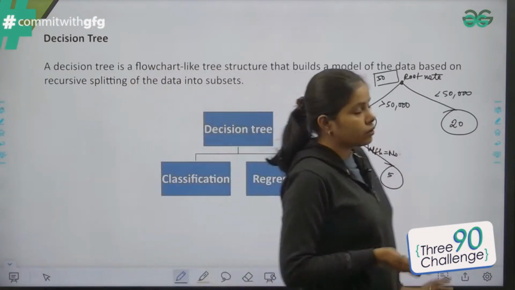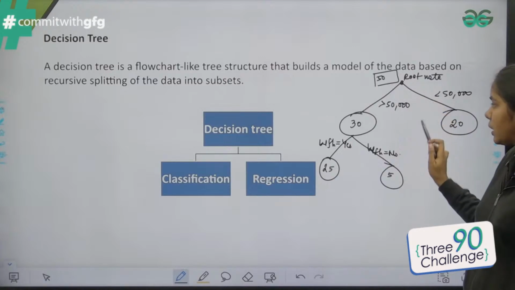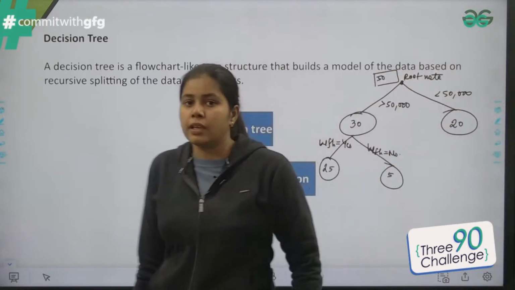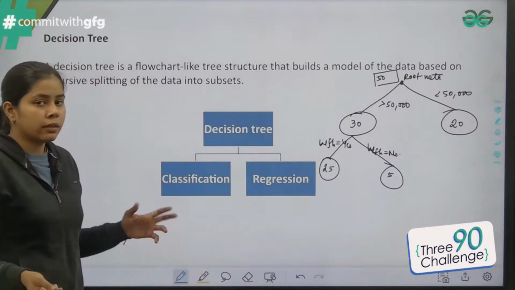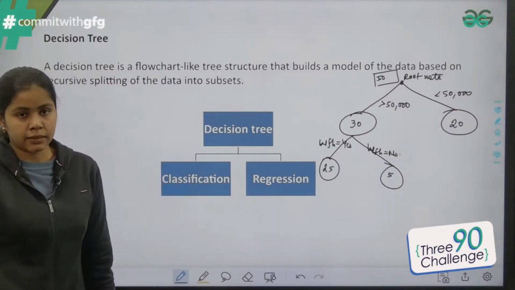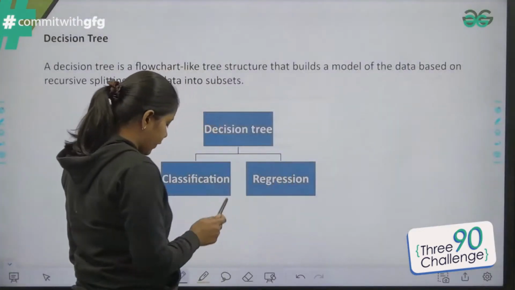Similarly, if I divide my data set based on certain conditions into different subsets, we call that a decision tree, right? So how does that work? It also helps me to classify my data, right? This decision tree is based on classification and regression.